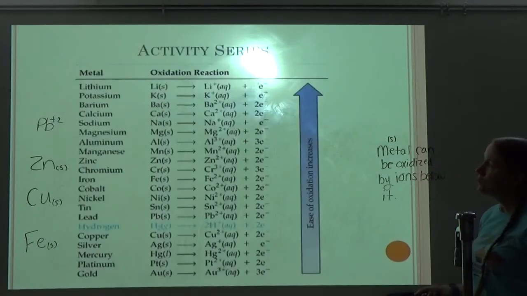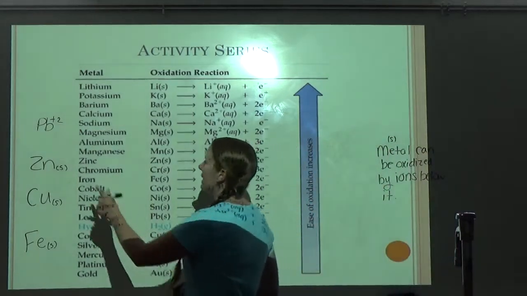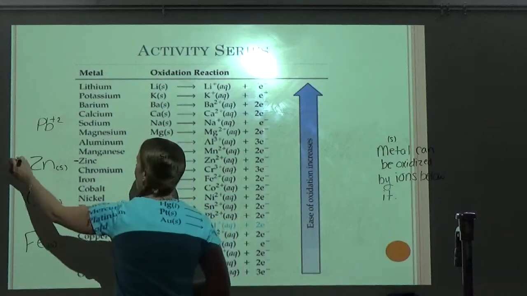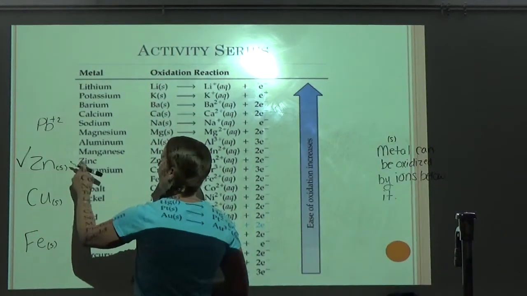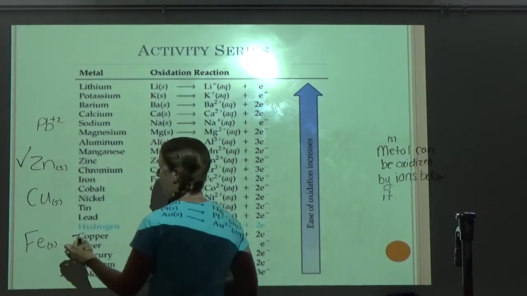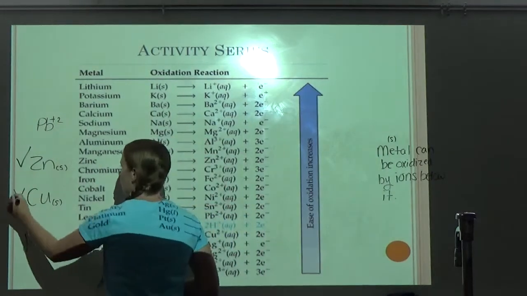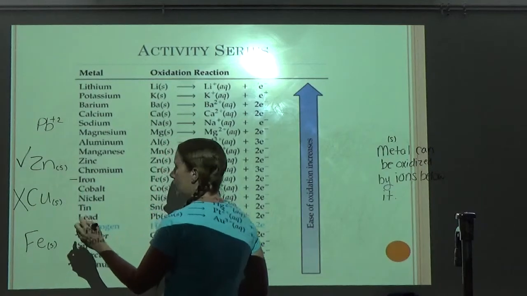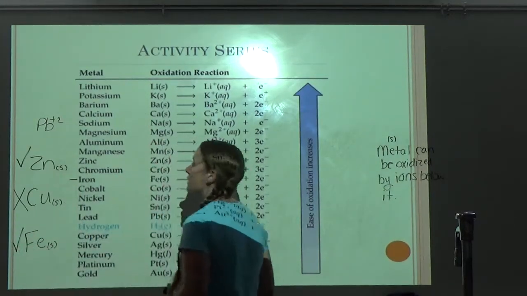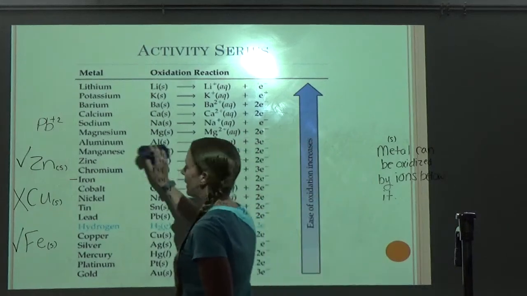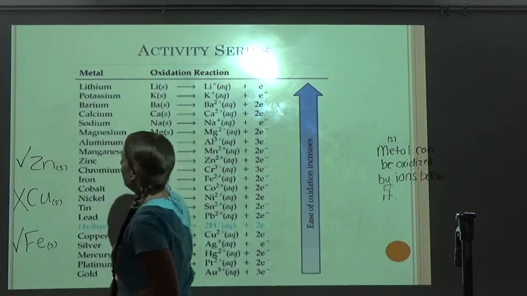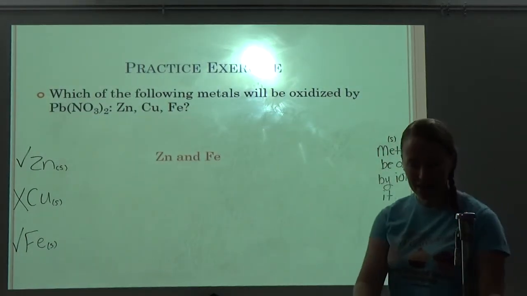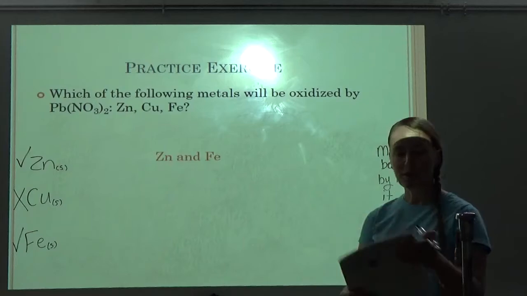So I go back to my chart. Zinc is here. Lead is below it. So zinc can be oxidized by lead. Copper is right here. Lead is above it. So copper cannot be oxidized by lead. And then iron is right here. Lead is below it, so iron can be oxidized by lead. You just have to use that activity series. So in this case, zinc and iron can be oxidized by lead.